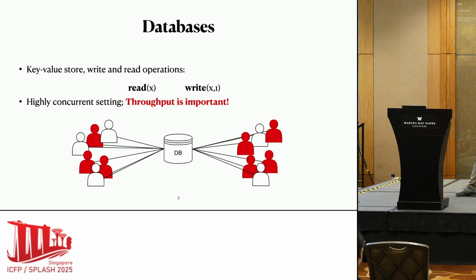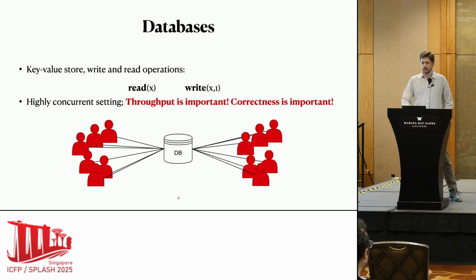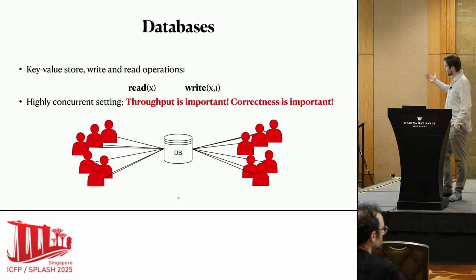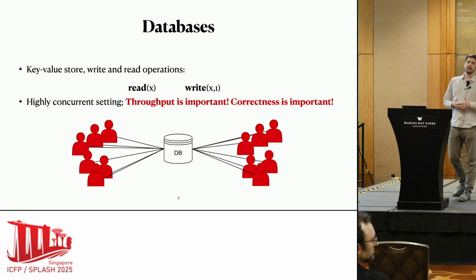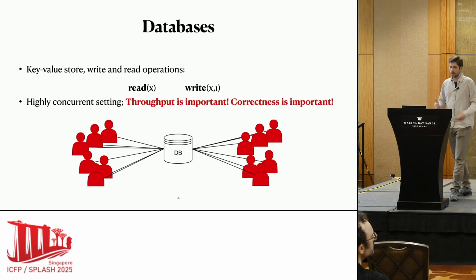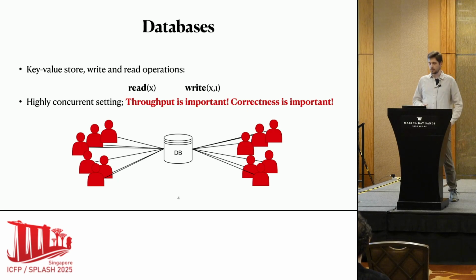But at the same time, we must of course maintain the correctness guarantees of the database, the guarantees that we are going to provide the users. Otherwise, everyone is just unsatisfied. So if we are in the business of implementing databases, we really have to balance these two things: as much throughput as possible, and at the same time, it should be correct what we're doing.